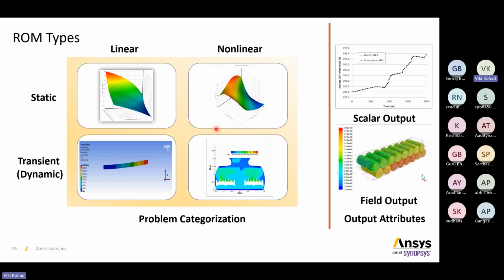Like in mechanical, your stress is directly proportional to your force, right? So if you increase the force value, the stress value also increases if you keep the area constant. That is for a linear material. If we have a non-linear material, the stress is not directly proportional. If you include non-linear materials, it comes under the non-linear ROM type, and if the properties are linear, it comes under the linear ROM.